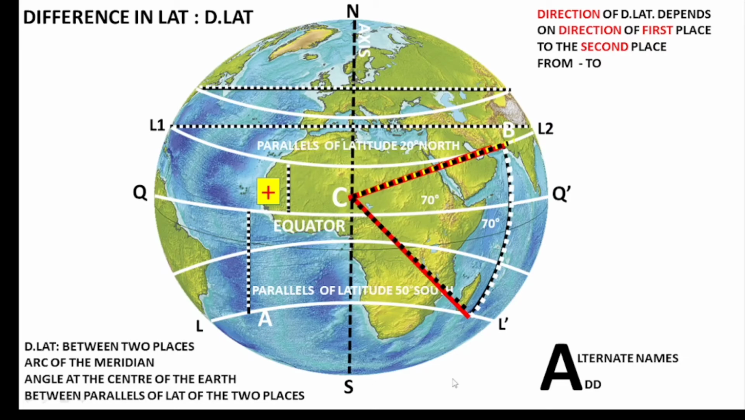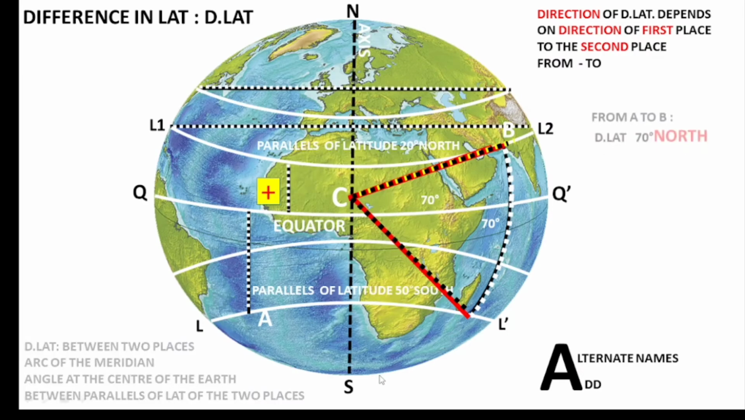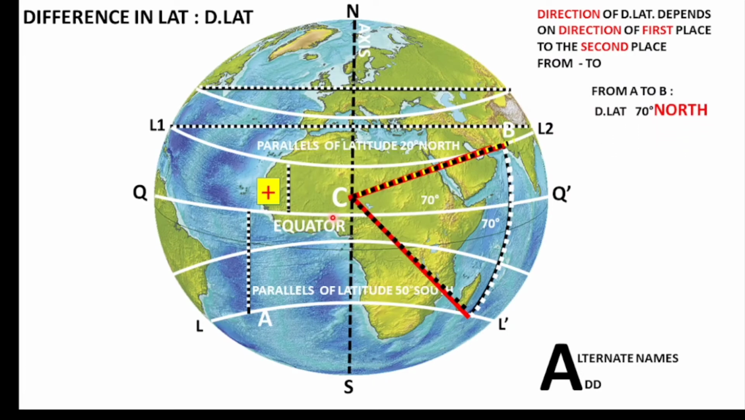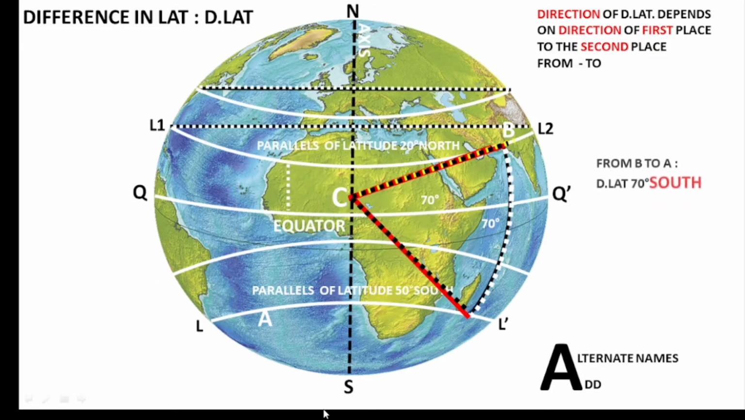Now the direction will again, as we said, depend upon which way you are going, from A to B or B to A. If you are going from A to B, you are heading north, so your D lat would be north. If you're going A to B, your D lat is north. And if you are coming from B to A, you are coming south, D lat would be south.